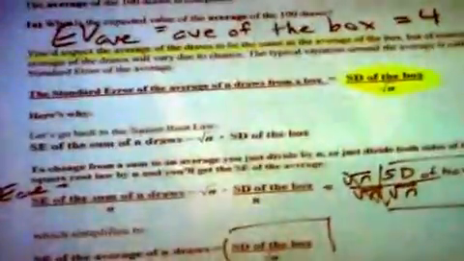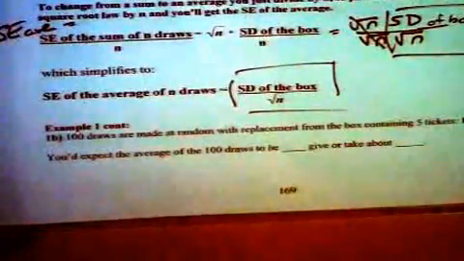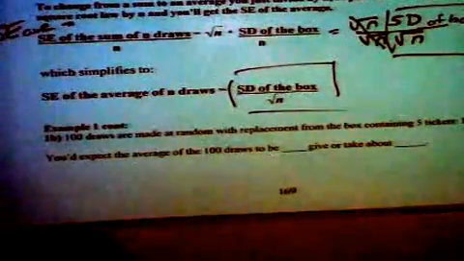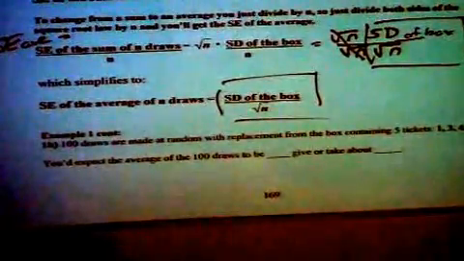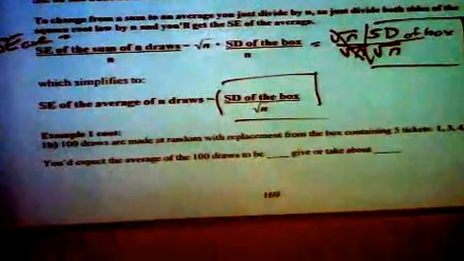So basically, think about it, a sum is bigger, so you multiply by the square root of n. With an average, you're dividing, so you divide by the square root of n. It's not very hard to remember.